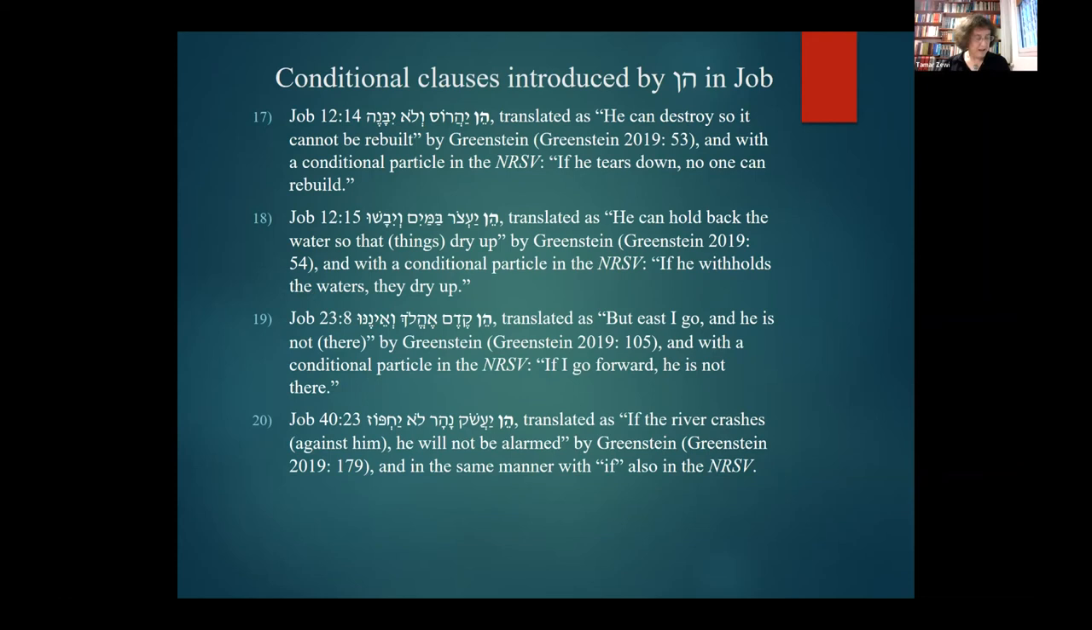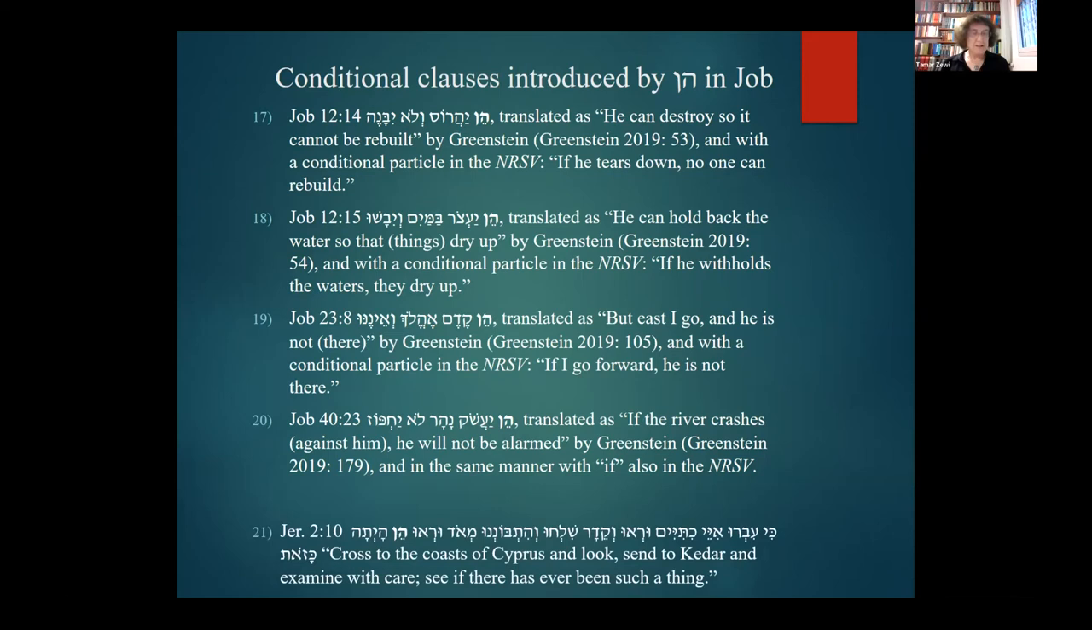Possibly, the following example, number 21, introduced by hen, "if" or "whether," also relates to the previous examples. Jeremiah 2:10, ki ivru iyei kitiyim ur'u v'kedar shilchu, והתבוננו מאוד וראו הן הייתה כזאת. Cross to the coasts of Cyprus and look, send to Kedar and examine with care. See if there has even been such a thing.